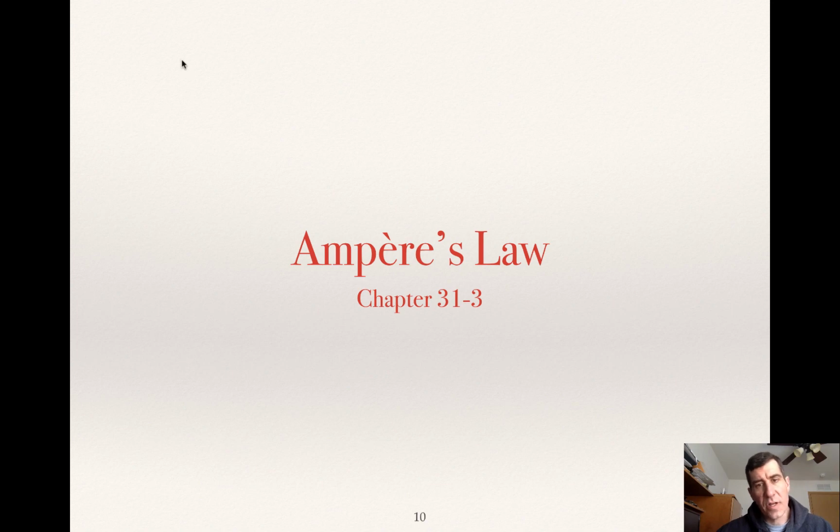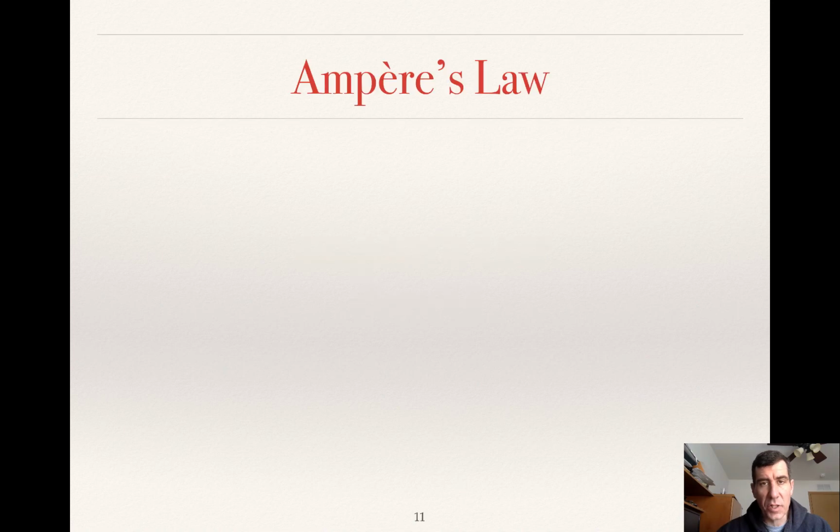In the last video, we saw Gauss's law for magnetism, which we found is just always equal to zero, so it's not terribly useful. But in this video, we're going to talk about Ampere's law, which does give us another way to calculate the magnetic field. And this is in chapter 31-3 of the textbook.